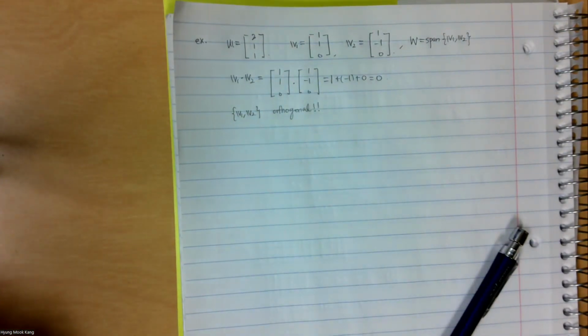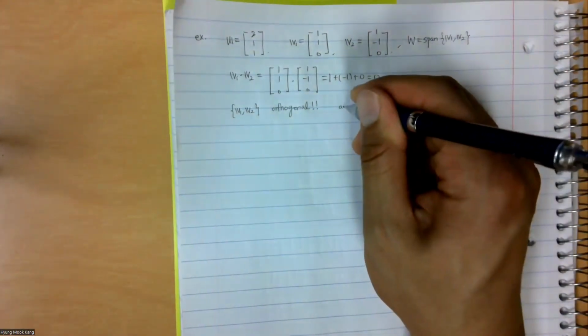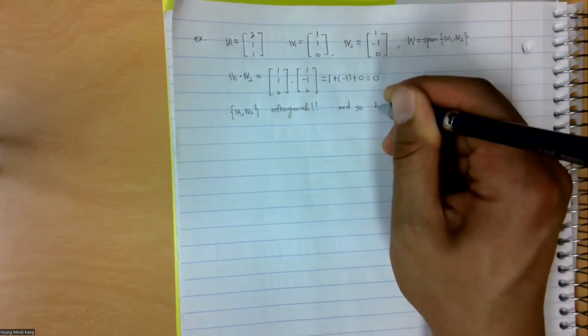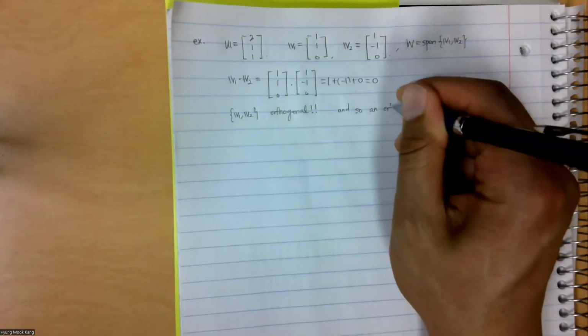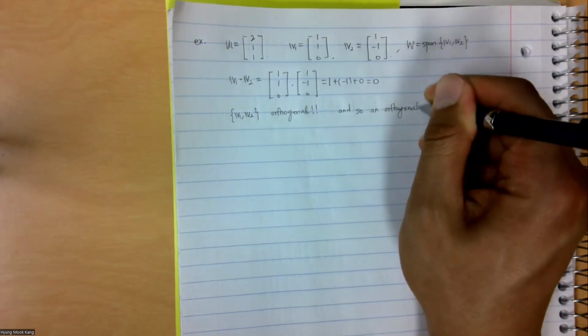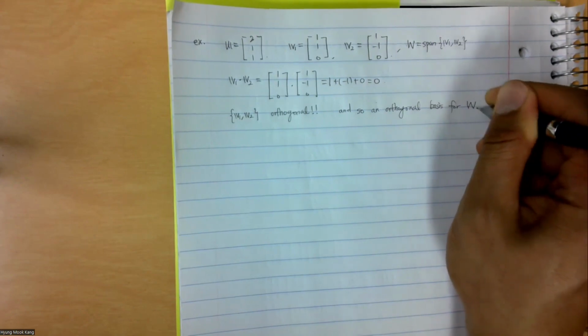We see that this W, which is spanned by v1 and v2, not only has a basis, but it is an orthogonal basis, right? And so {v1, v2} is an orthogonal basis for W.